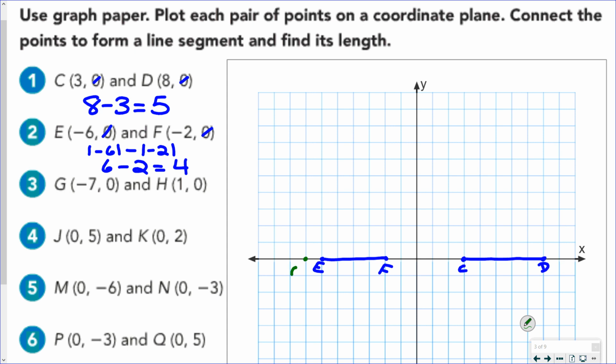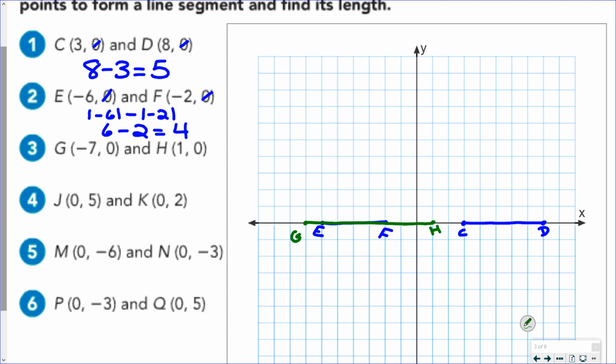So there's G. H is at 1, 0. So there's H. Now when I draw this line segment, I do have to go over EF, which is fine. This is just a practice, so it's okay if you cover those up. I'm going to scoot this up just a little bit. My y coordinates are the same. So I look at the x coordinates. They have different signs. So I take the absolute value and I add them together. Absolute value of -7 is 7. Absolute value of 1 is 1. 7 plus 1 is 8.